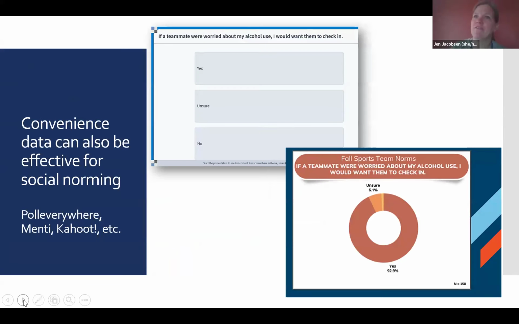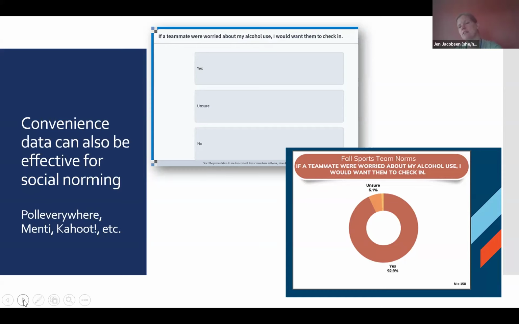Convenience data can also be effective data for social norming, but also to get a sense of trends on your campus. So this is an example of what we've integrated into the active bystander sessions we do with every one of our varsity teams, which is part of the NCAA Board of Governors requirement. And we do this with our club sports teams too. After we're debriefing a scenario involving alcohol use, we like asking, if a teammate were worried about my alcohol use, I would want them to check in, and they click in real time. We happen to be using Poll Everywhere. You can use any number of things.